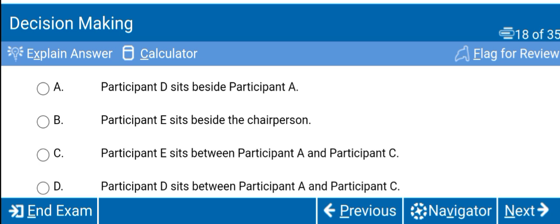Option A: participant D sits beside participant A. Option B: participant E sits beside the chairperson. And option C: participant E sits between participant A and participant C. And option D says that participant D sits between participant A and participant C.